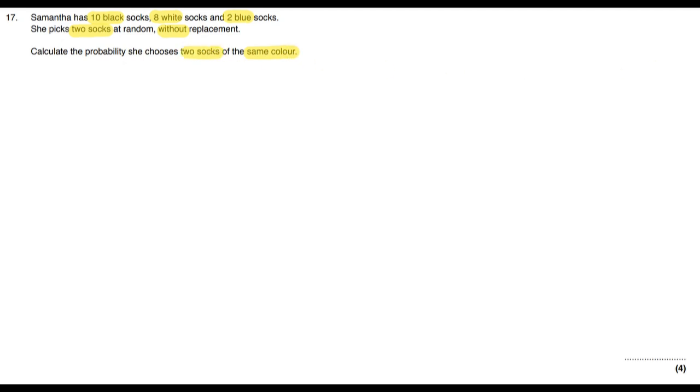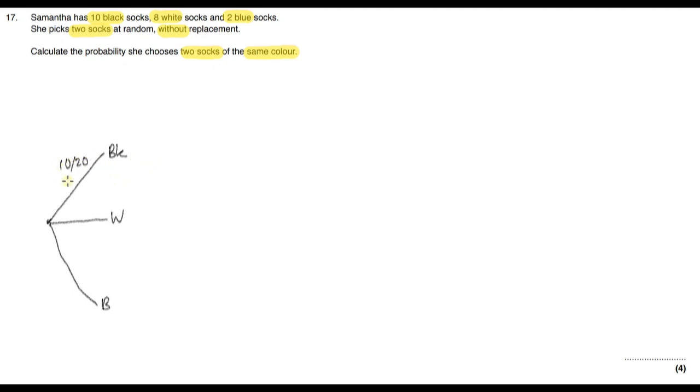Okay, for this, I think I'm going to do a probability tree. So there's 3 different coloured socks. So we've got black. I'm just going to put BK for black because there's 2 B's. So we've got black, white and blue. Now, what's the probability of picking a black? Well, there's 10 black and there's 20 socks in total. So it's going to be 10 over 20.